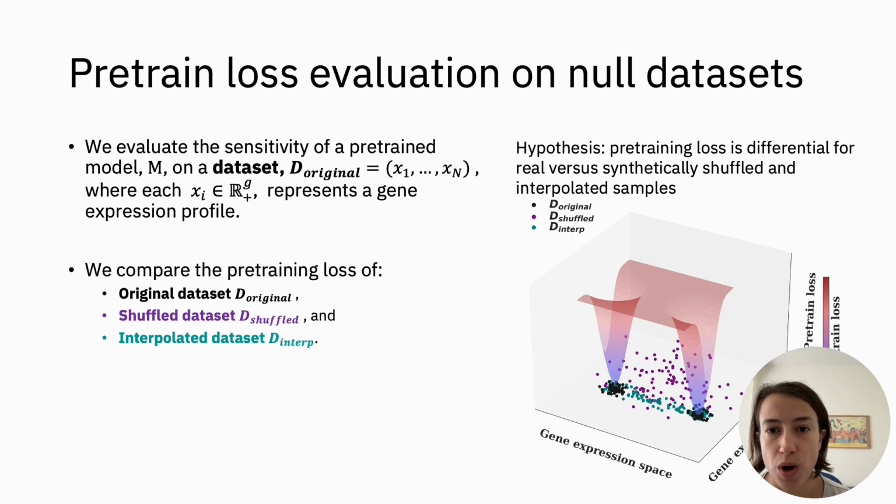And in this schematic, we show our test: is the loss on the real data consistently lower than that of the shuffled or interpolated data? So in the XY plane is the gene expression space, and each point here is a cell or gene expression profile, and the black points are the original data. And in the z-axis, we depict how we imagine the pre-training loss over the samples, so being higher where the samples are not real ones, so either in purple the shuffle data or in teal the interpolated data.